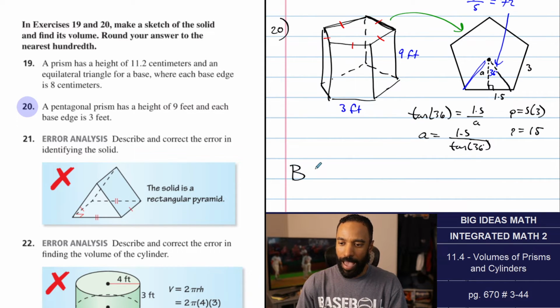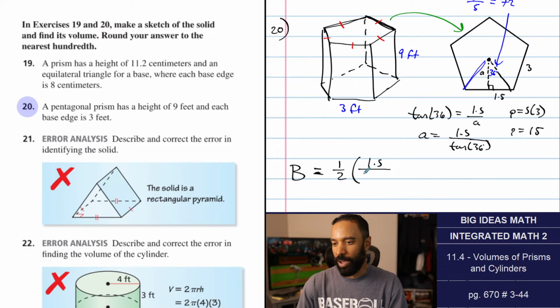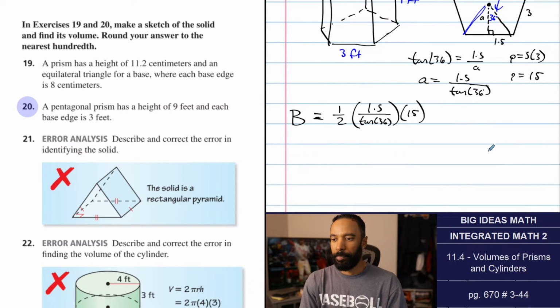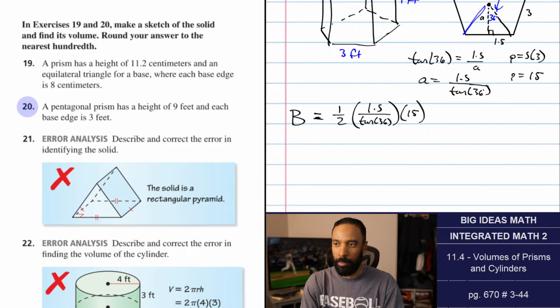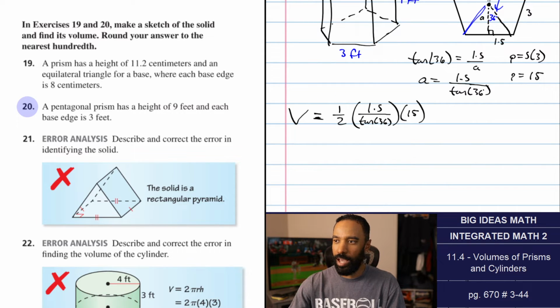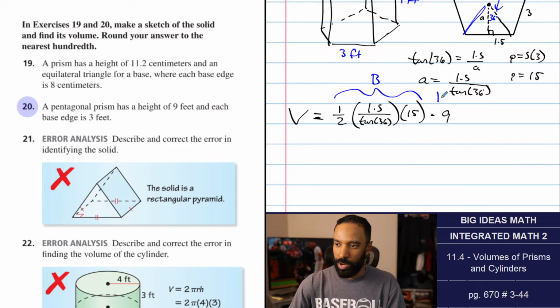So the area of the base itself is 1/2 apothem times perimeter, 1/2 of 1.5 over tangent of 36 times 15. I don't really want to round that yet because we're going to multiply by height. I might as well just say, let's multiply this all by height now. So the volume is area of base times your height, and the height is 9. So 9 is height like that.